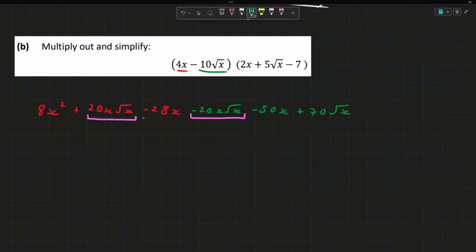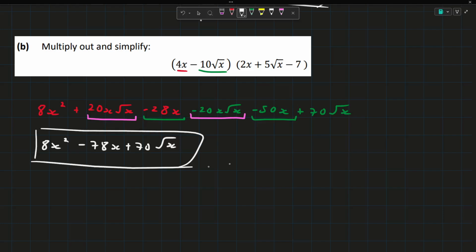We also have minus 28x, and then we have minus 50x, so we can also combine those. So we're going to have 8x squared, and then minus 28x minus 50x will give us minus 78x, and then we're just going to have that plus 70 root x, and that is our answer.